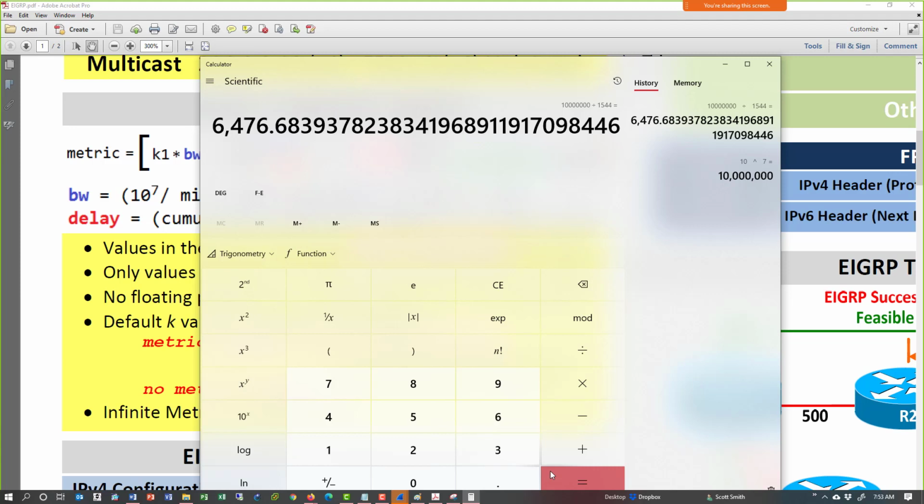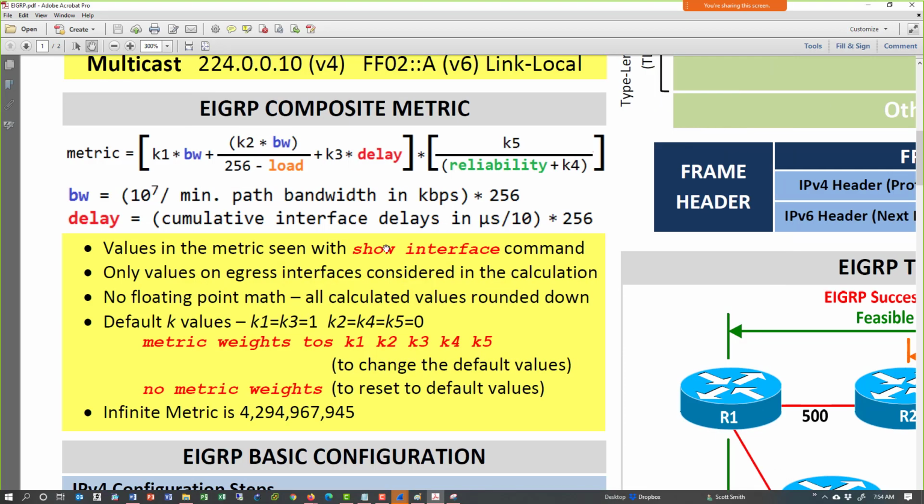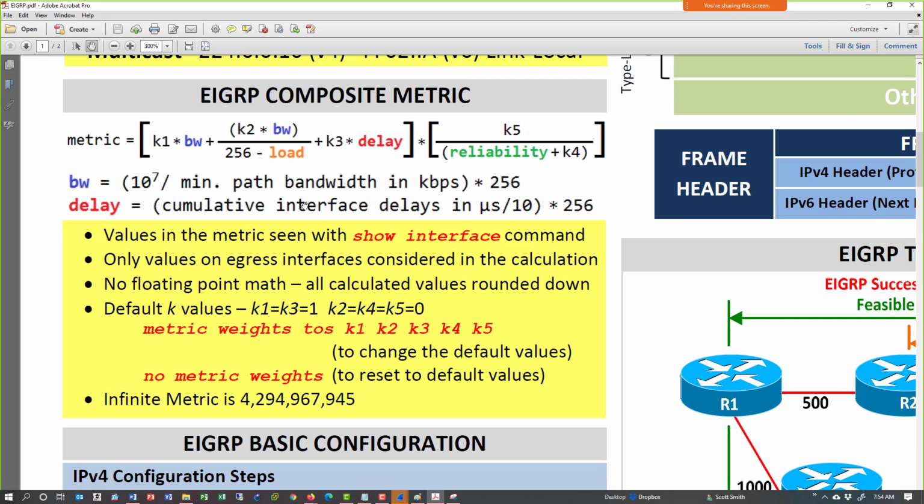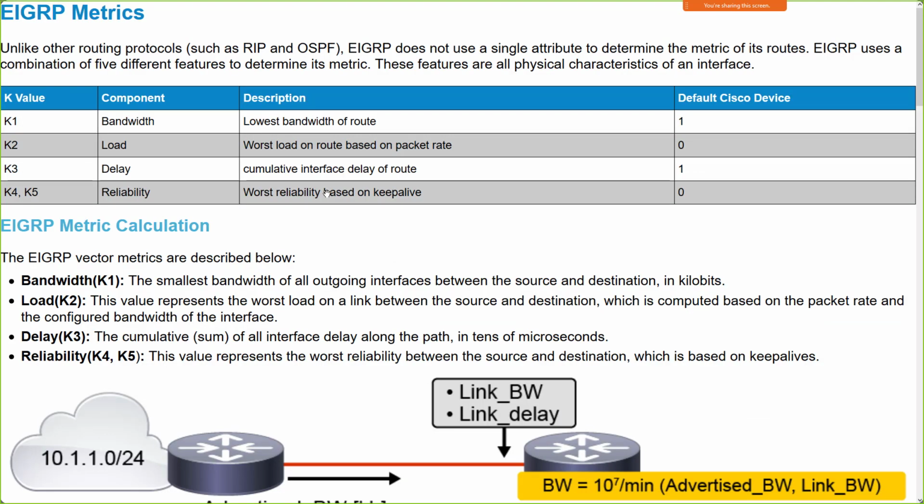I don't multiply this number times 256. I drop the remainder and I just use the whole number, and that's how the metric is calculated. So it would be 6476 times 256 as the bandwidth component of the metric. So two very important concepts when it comes to calculating the metric: no floating point math, and only egress interfaces are considered in the formula.